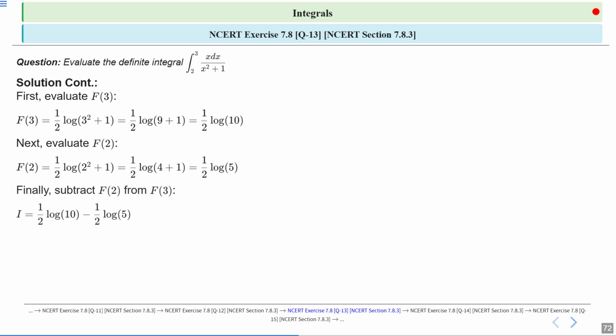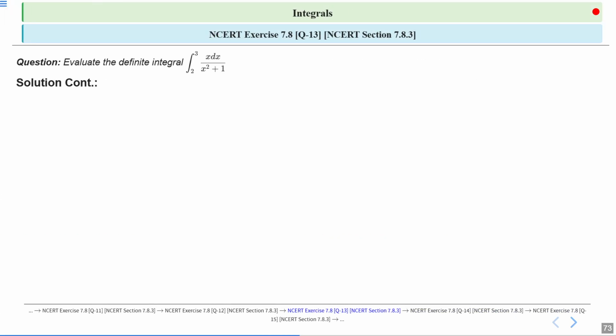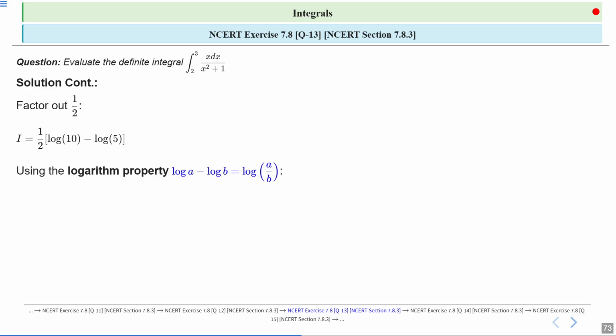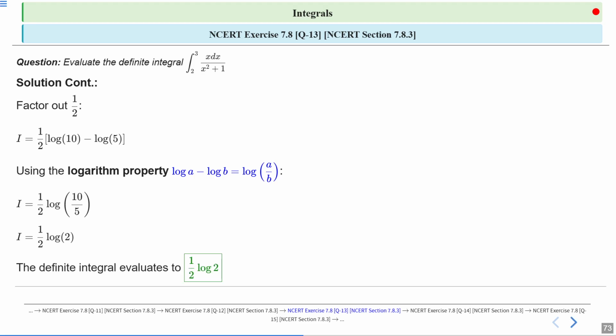Finally subtract, we get 1 by 2 (log 10 minus log 5). Apply the property of logarithms, that is log a minus log b is log a by b. We get I is equal to 1 by 2 log of 10 by 5, that is 1 by 2 log 2. And that is the value of the definite integral, that is 1 by 2 log 2.